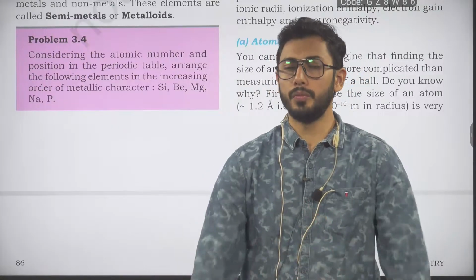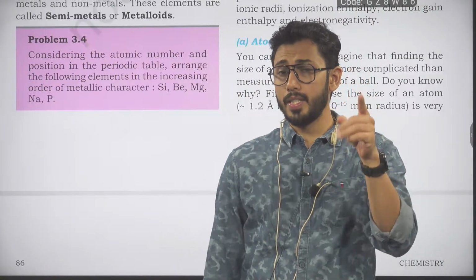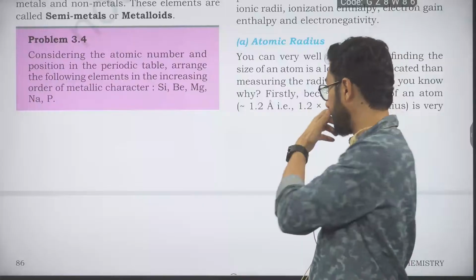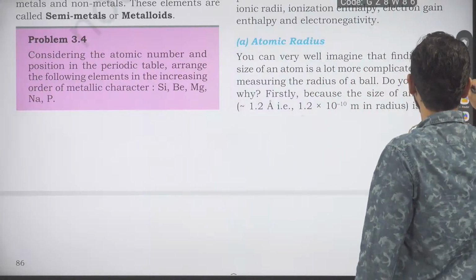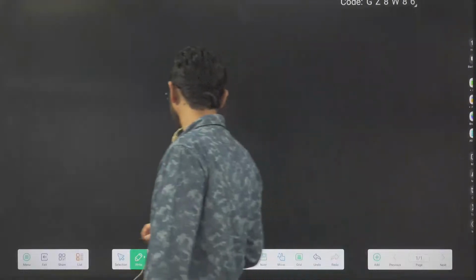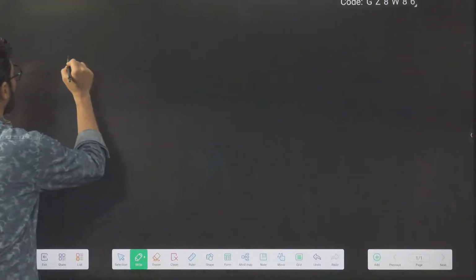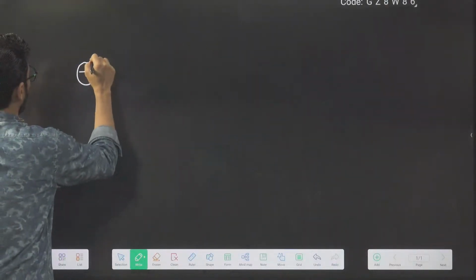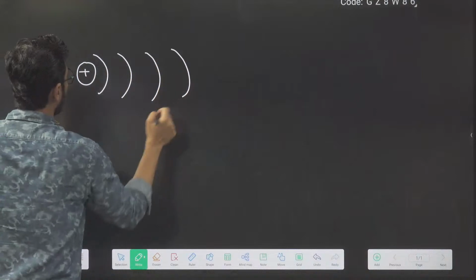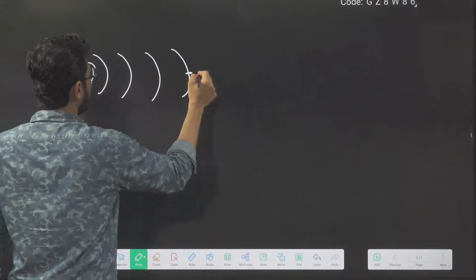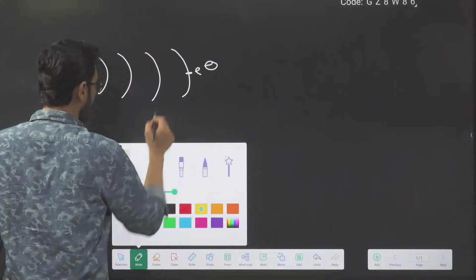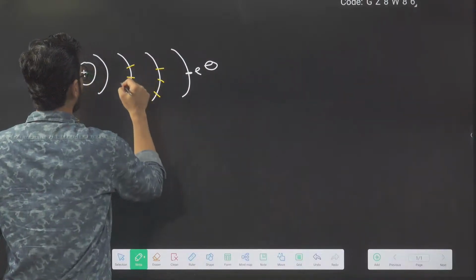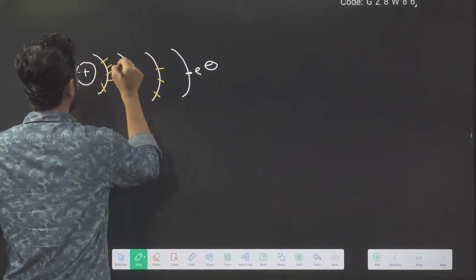Z effective is the net or final positive charge experienced by the valence electron after considering repulsions due to inner shell electrons.